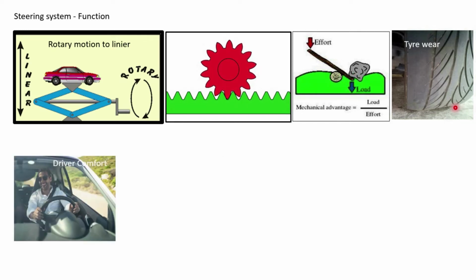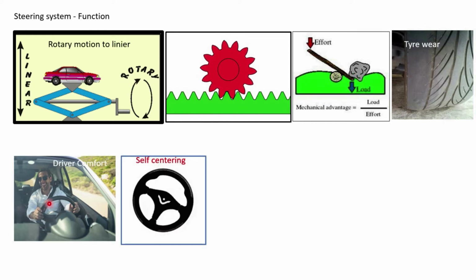The other function is driver comfort. The driver should not feel any kind of tiredness during the steering operation. So there are steering wheel comfort and steering position adjustments; you can see vehicles with tiltable steering, height adjustable steering, and many other things. So it should give the required comfort to the driver.